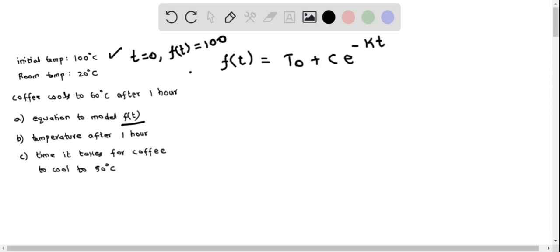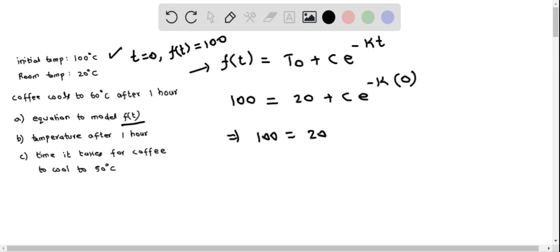So we plug this into this equation. So therefore, this becomes 100 equals T naught, the room temperature, which we can replace by 20, plus C e raised to the power of negative k times t equal to 0. So this becomes 0. We can determine C from this equation, that is 100 equals 20 plus C times e raised to the power of 0, which is 1. So this becomes C. So we determine the value of C as 100 minus 20, which is 80.